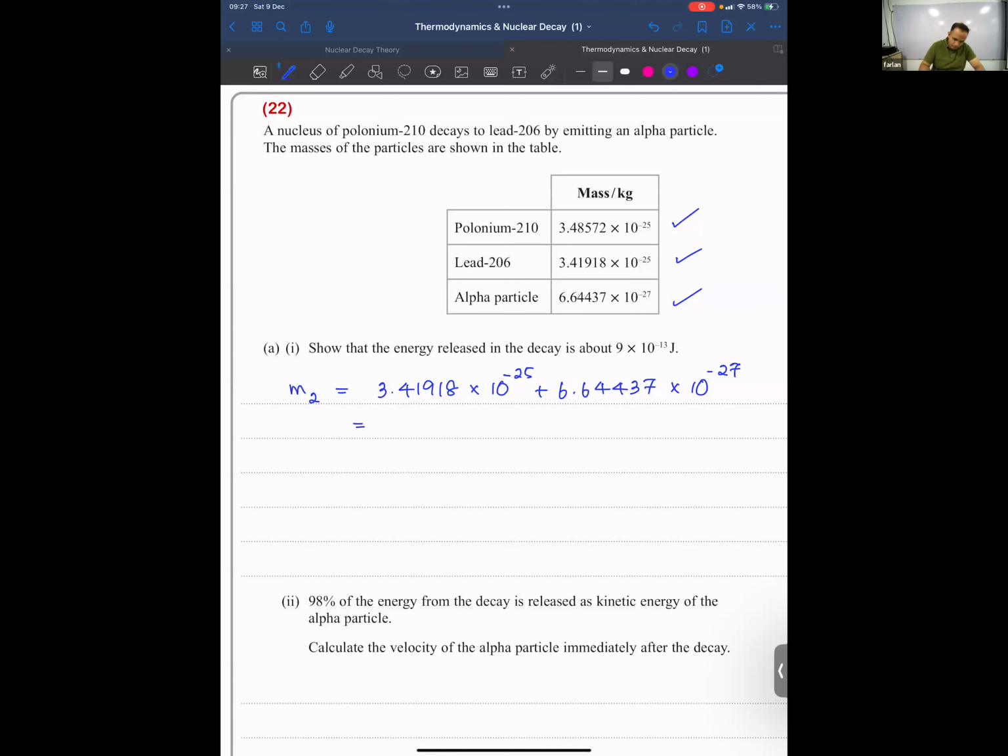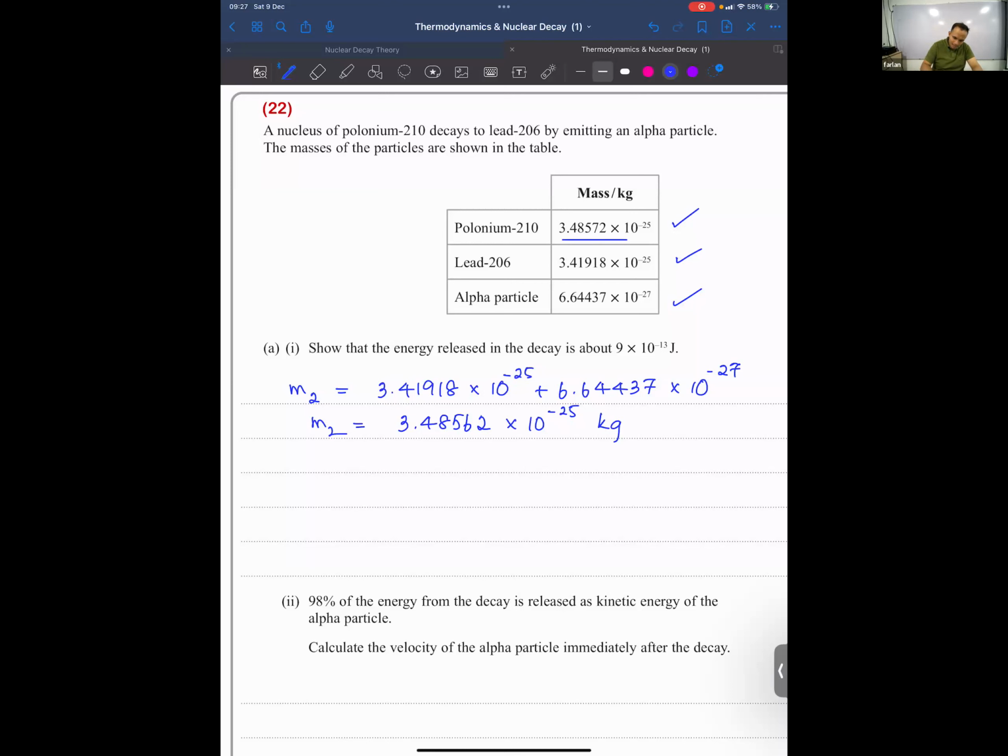So the final mass is 3.48562 into 10 to the power minus 25. I'll take it to 5 decimal places, as they have. Sorry, that is kilograms. This is the mass after the decay. Before the decay, the polonium mass is 3.48572.